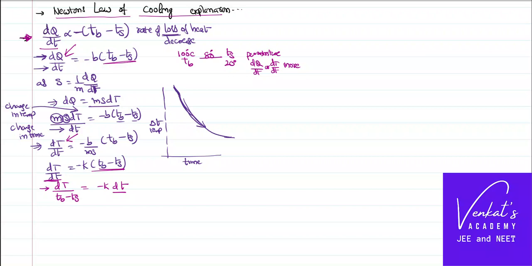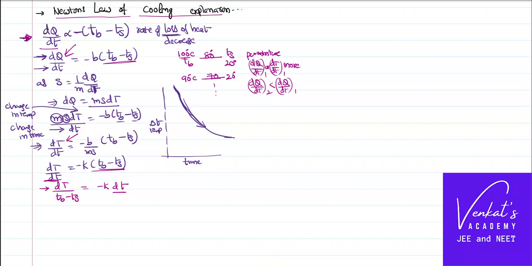be more. As the time passes, the temperature of the body will reduce, say from 100 degrees centigrade to 90 degrees centigrade. Surroundings remain at 20. Now the difference is 70. So if I say this is dQ by dt of the first case, dQ by dt of the second case will be less than that of the first case. It happens slowly as the temperature difference is less, and so on.